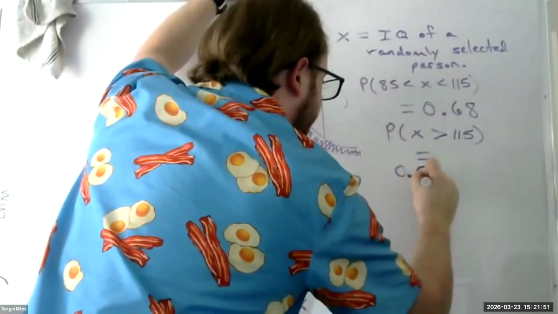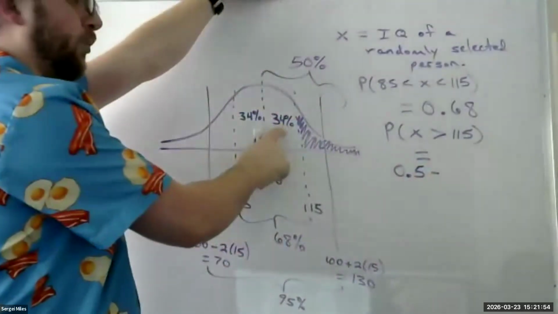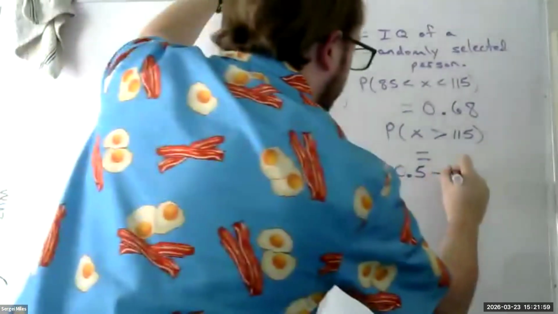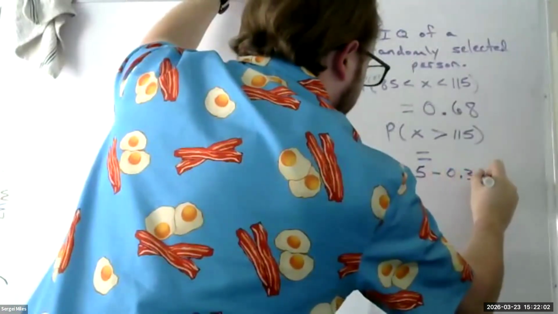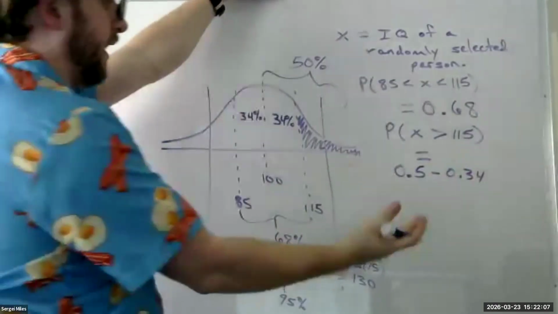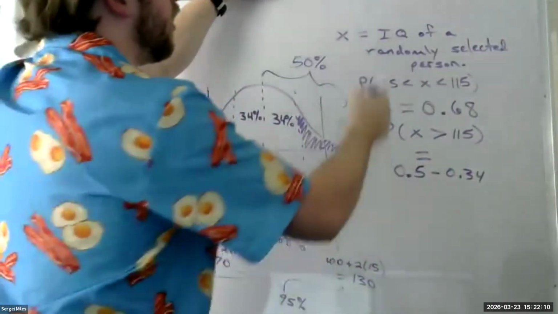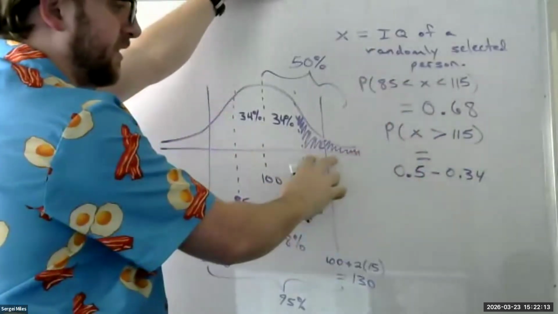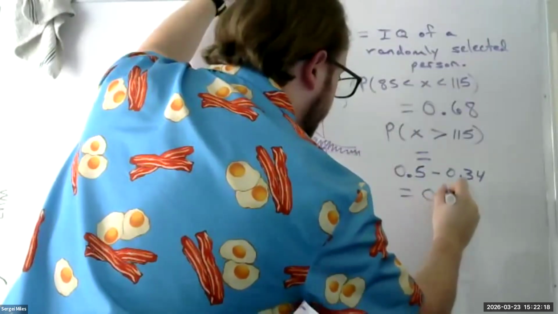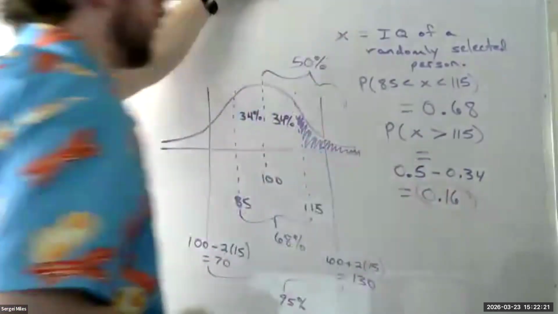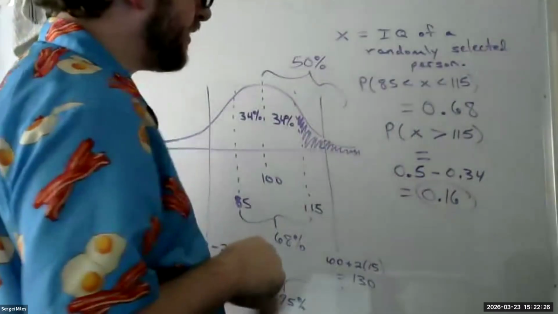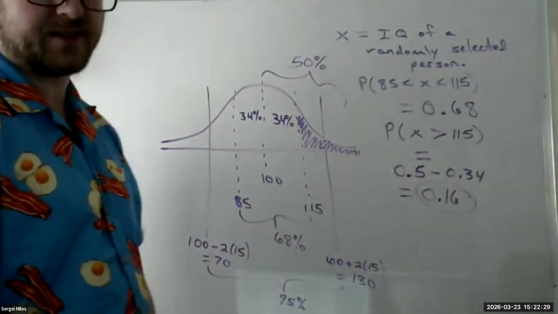As a decimal, that's 0.5, minus the region that I don't want, which is 34%. We get that from the empirical rule, 0.34. And we find out what percentage of the population would have an IQ greater than 115, or what's the probability of a randomly selected person being in this region. This would then give us an answer of 0.16. So the odds that this randomly picked person has an IQ greater than 115 would be about 16%.